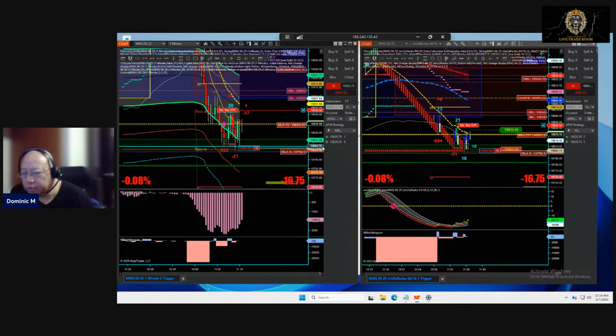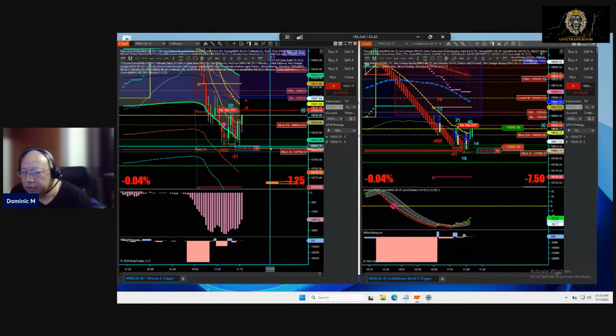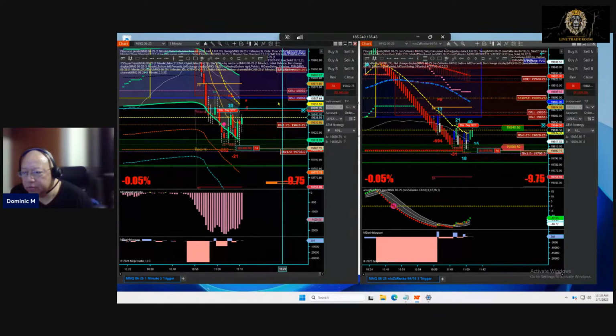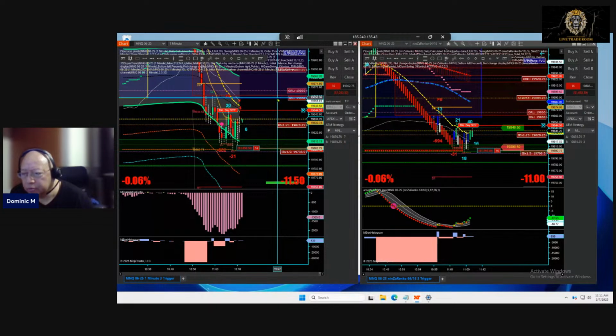Nope. Looks like it won't. We have barely 30 seconds left on this. No. Over 1,100 lost here. Let's see. Where is it going to close? We closing below? Yeah. Close below.